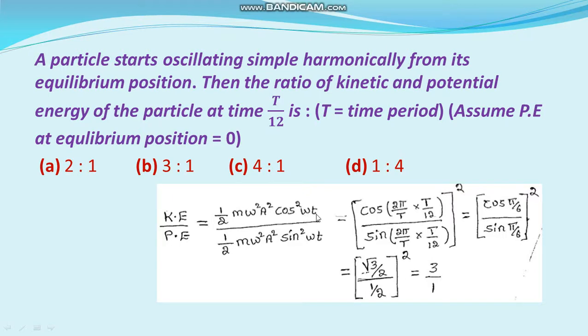Omega value is what? 2 pi by T. T is given. Substitute and simplify. You will get 3 by 1. So our answer is what?